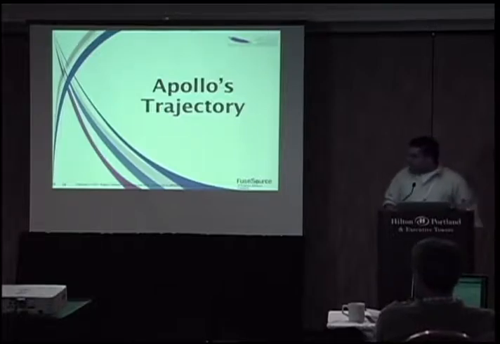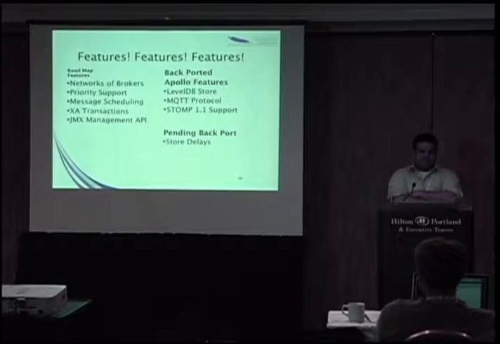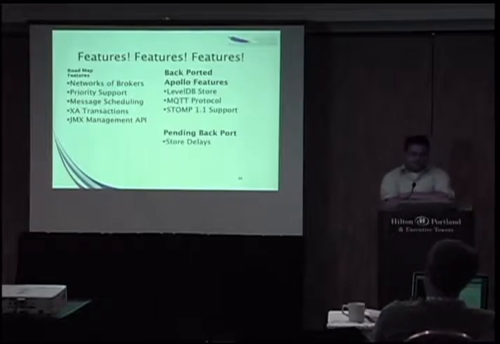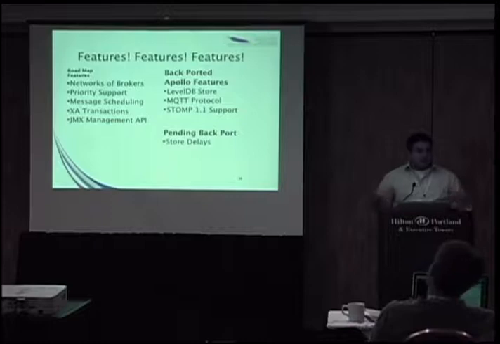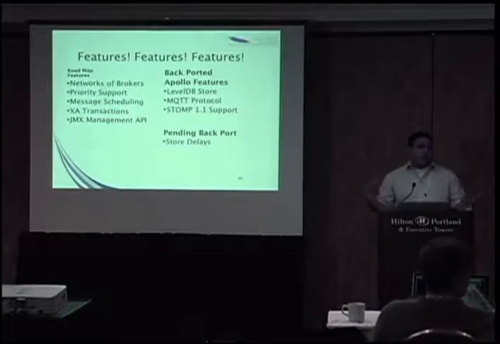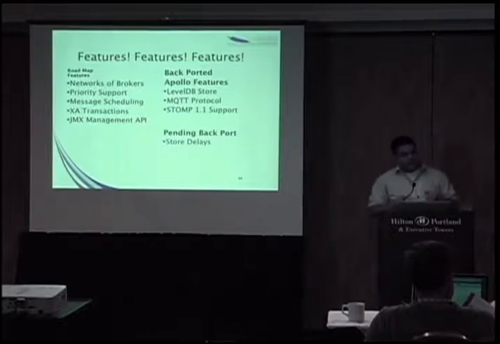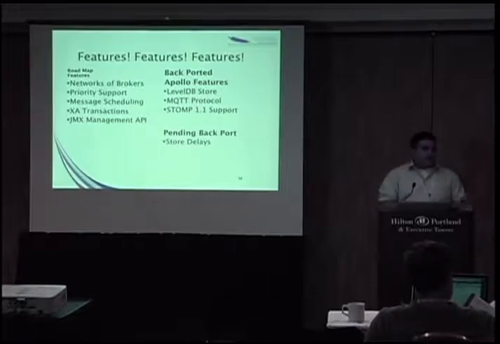All right, so let me just give you an idea of Apollo's trajectory. Basically, we've implemented most of the core features in ActiveMQ 5, like message groups and things like that. But the big thing we need to add is network of brokers support, so that you can run clusters of Apollos together and they store and forward automatically between them based on where the consumers are attaching. That's a huge feature of ActiveMQ, and we really need to implement it before we could ever say this is ActiveMQ 6. Hopefully we can implement it in a way that scales better than the way ActiveMQ 5 scales it out. We need to add priority support and scheduling support.